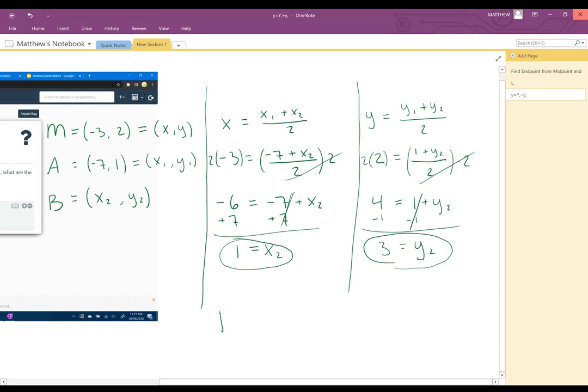So now I know that my point B, which has coordinates (x2, y2), is equal to the point (1, 3). And that is my endpoint.